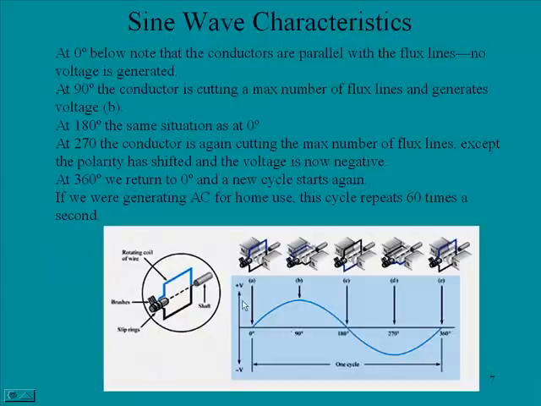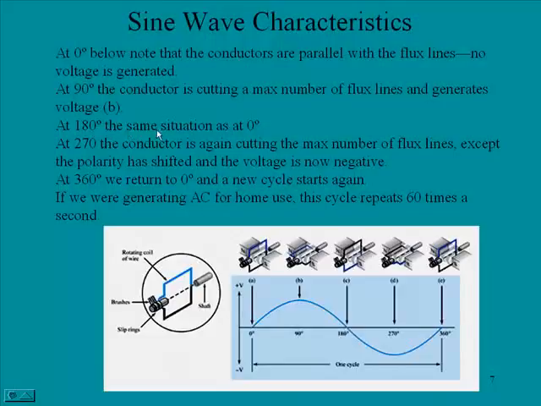Okay, here we have a little more detailed analysis of what is going on. Here we have the rotating coil. At 0 degrees, note the conductors are parallel with the flux lines and no voltage is generated. So here we see the coil is parallel with our north and south poles, and we're at 0 degrees. At 90 degrees, the conductor is cutting a maximum number of flux lines and generates voltage B. Let's remember the blue side of this coil and the black side. The blue is over here toward the north side, and we are at 90 degrees. We're generating sine wave B.